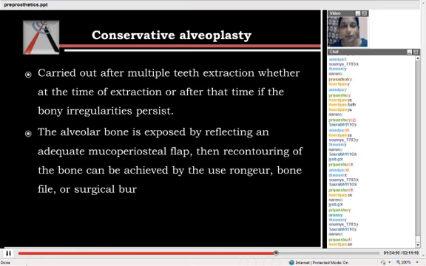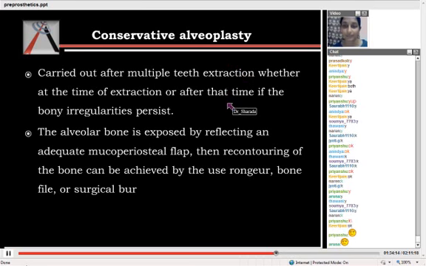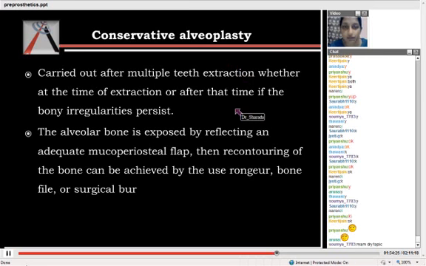So we'll do this. Now conservative alveoloplasty. Okay, Priyanshu? I know it's boring. So just put up with me for another 15-20 minutes. Okay? Dry topic, I know Soumya, I know. I'm trying to make it more colorful, but let's see.